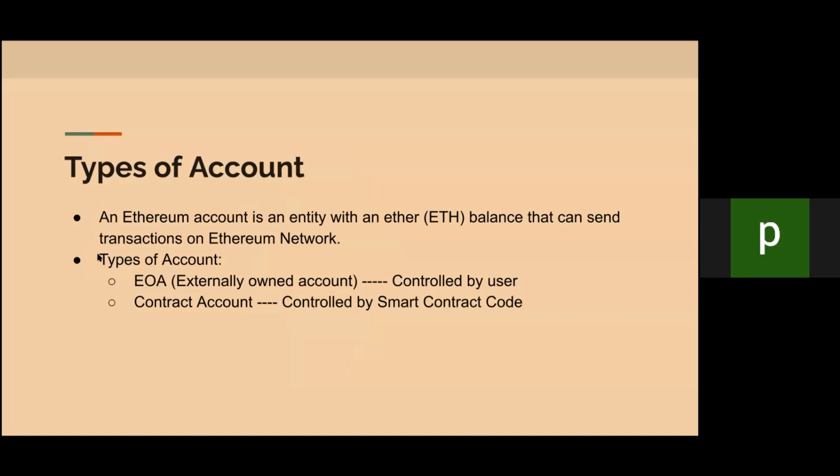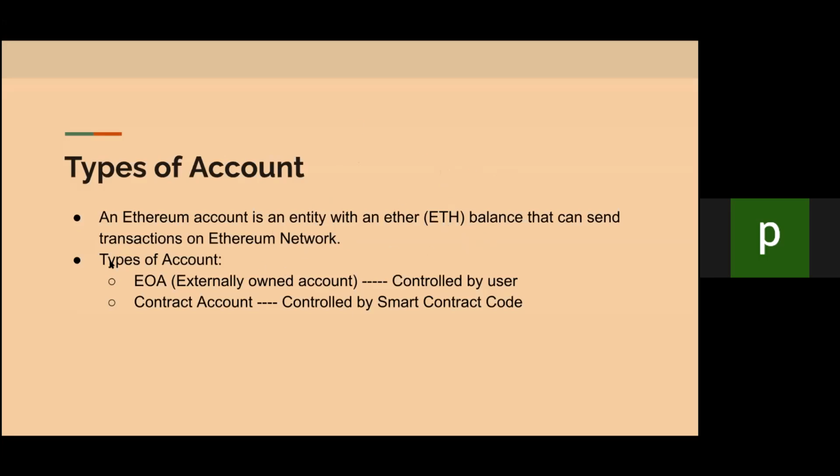Actually, the second point is applicable mainly to Ethereum, but the first point is also applicable to Bitcoin. An Ethereum account is basically an entity which can hold an ETH balance, or in the case of Bitcoin, a BTC balance. It is also able to send transactions on the Ethereum or Bitcoin network. So what is a transaction here? A transaction is basically you sending some money to your colleague. You need to do that via your account. So the account also holds ETH or Bitcoin as a balance.